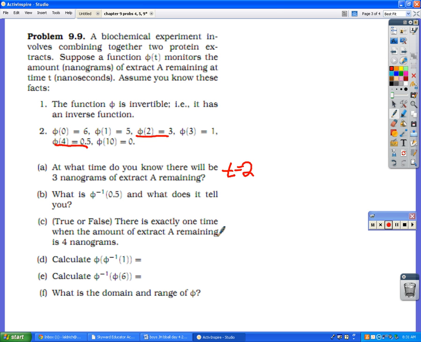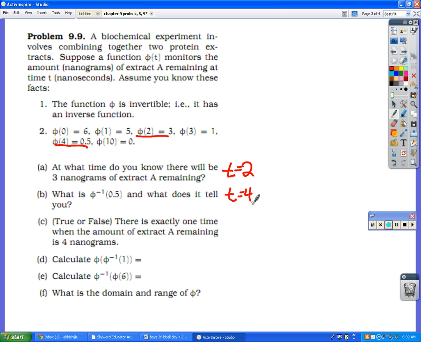Because instead of saying how many nanograms are left after 0.5 seconds, it's saying when there are 0.5 nanograms left, how many seconds have passed. So the inverse of that would be at t equals 4.